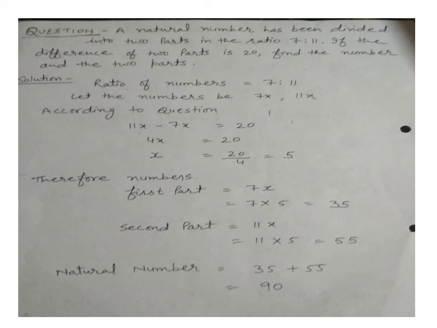We will consider the next question. A natural number has been divided into two parts in the ratio 7 ratio 11. If the difference of the two parts is 20, find the number and the two parts.